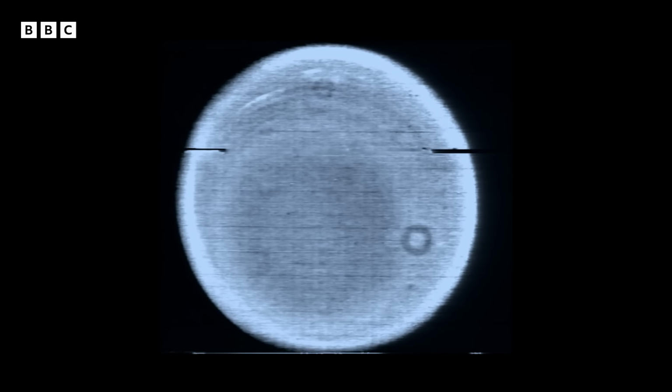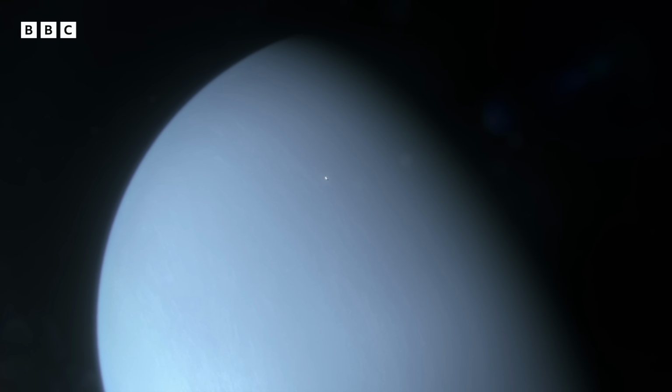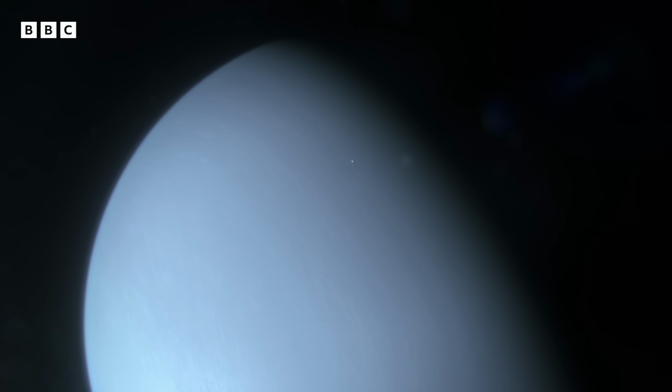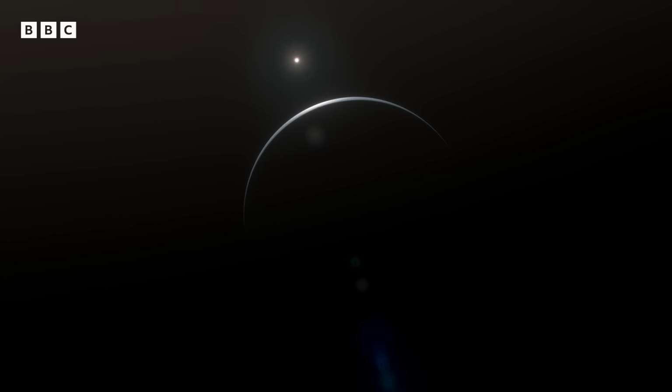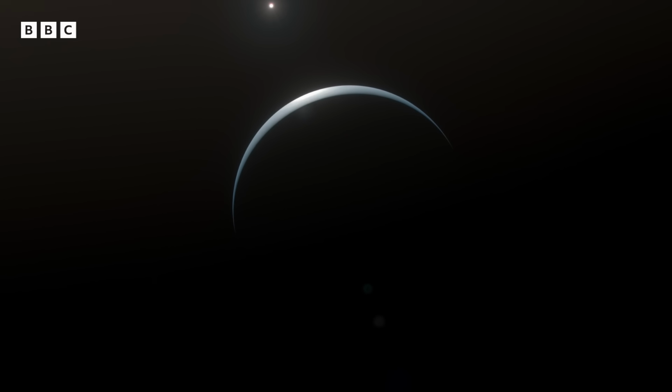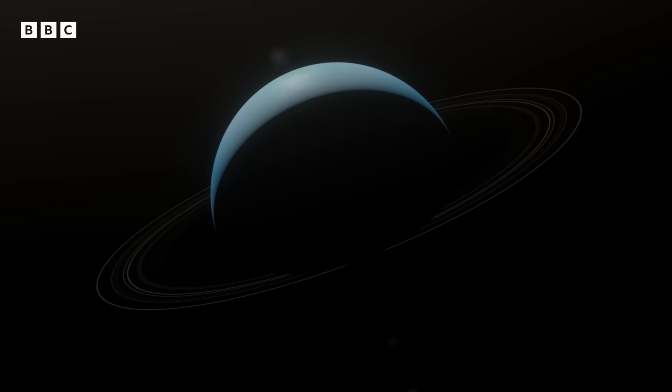Poor Uranus. It's got rather boring clouds, truth be told. So there wasn't a lot to see with the cameras. Passing close to the planet, Voyager's sensors reveal why Uranus is so featureless. Temperatures here are the coldest of any world in the solar system. There's simply not enough heat to drive the storms seen on Jupiter and Saturn. Uranus is an entirely new class of planet. An ice giant. And more surprises were to come.